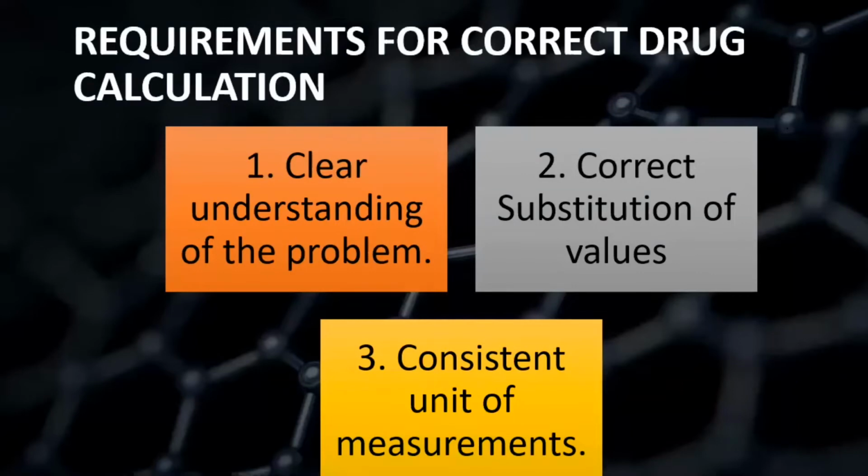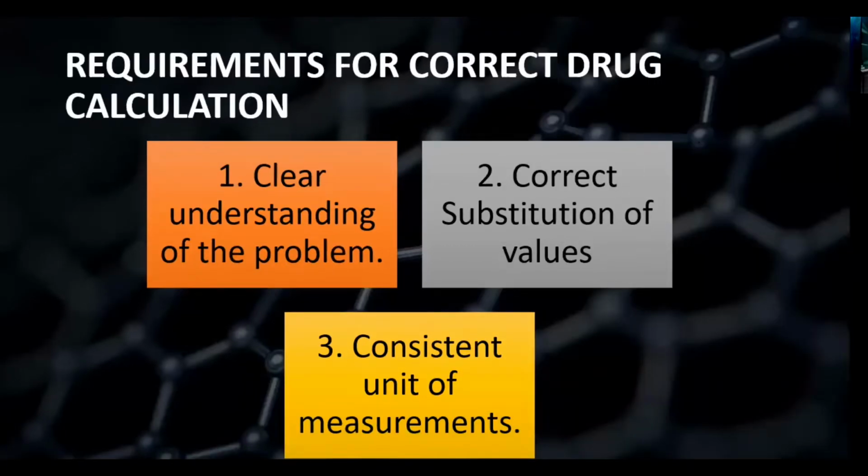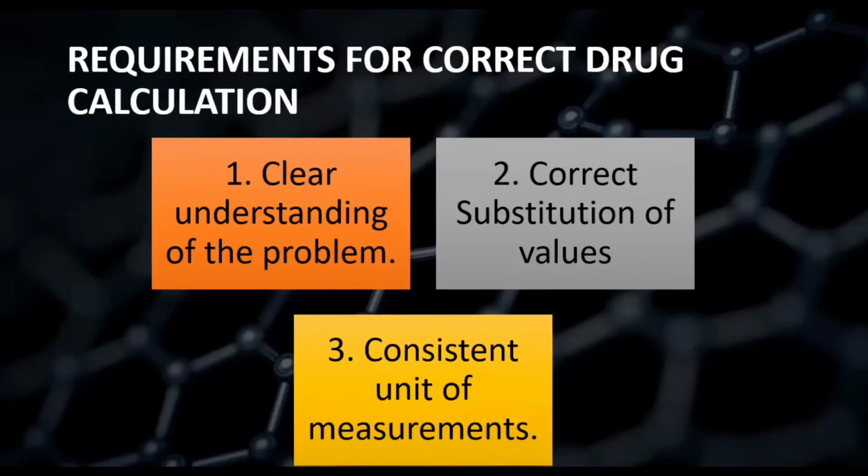There are requirements for correct drug calculation. Number 1, clear understanding of the problem. Number 2, correct substitution of the values. And number 3, consistent units of measurement. Having all these 3 elements will lead us to the correct answer to any drug calculation problem.